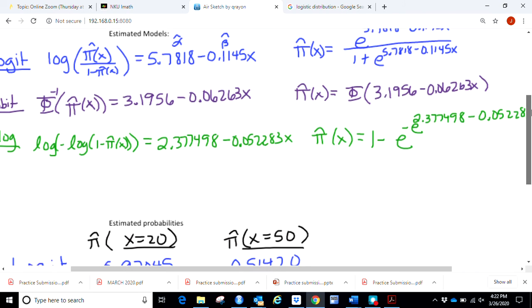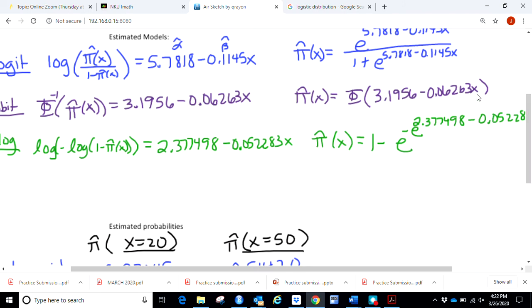Now let's do the Probit. So the first thing I want to do is plug in 20 for my x here. I suggest trying to work this one with me as well.